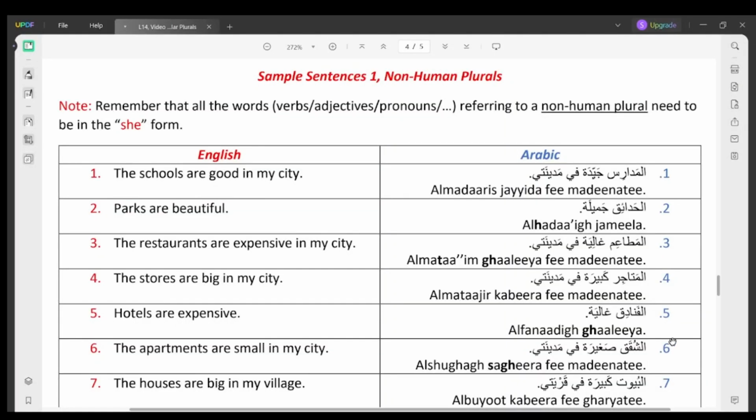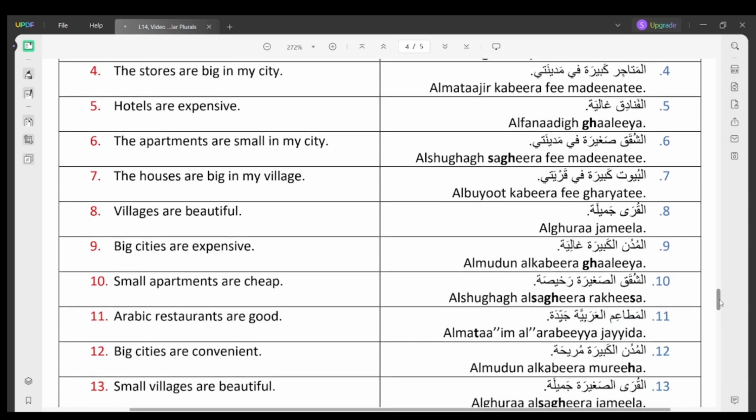Number 1. The schools are good in my city. المدارس جيدة في مدينتي. Number 2. Parks are beautiful. الحدائق جميلة. Number 3. The restaurants are expensive in my city. المطاعم غالية في مدينتي. Number 4. The stores are big in my city. المتاجر كبيرة في مدينتي.